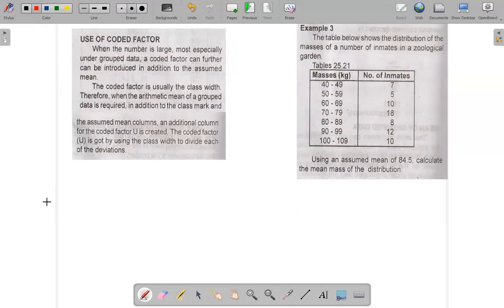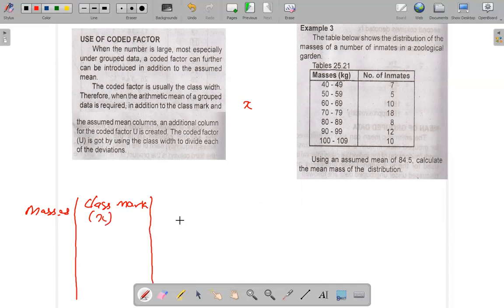Because the table is wide, let me start from here. Masses in kilogram. And the next thing we need to get is a class mark. Remember, when data is given in intervals like this, the value of X is the class mark of each of the class intervals. And the class mark is obtained by adding the lower class limit to the upper class limit, then divide the result by 2. So we need to get class mark here. Class mark, which is now the X, each of the data.